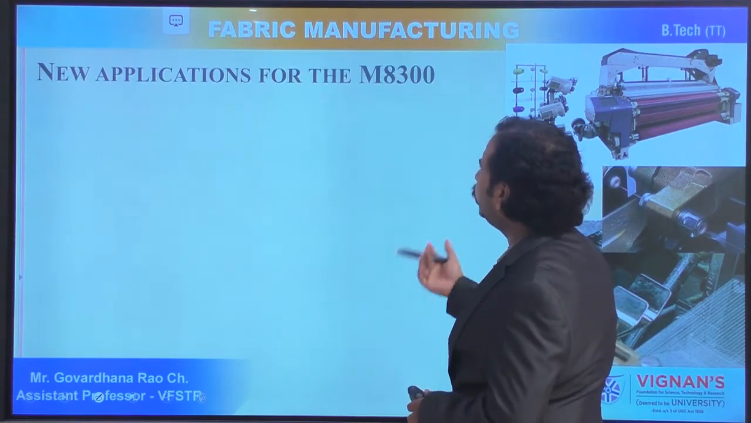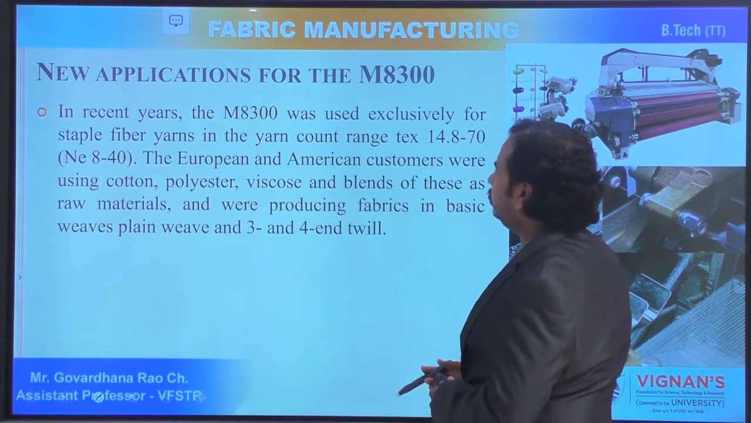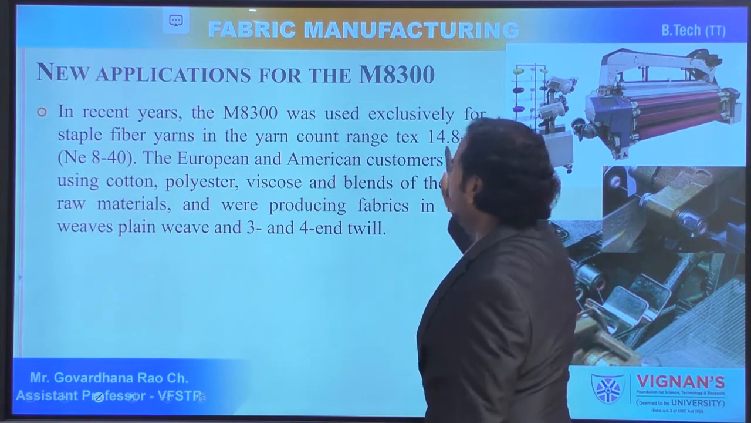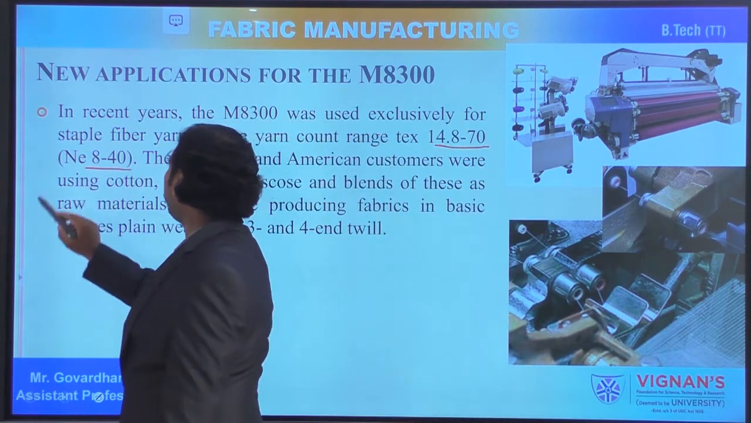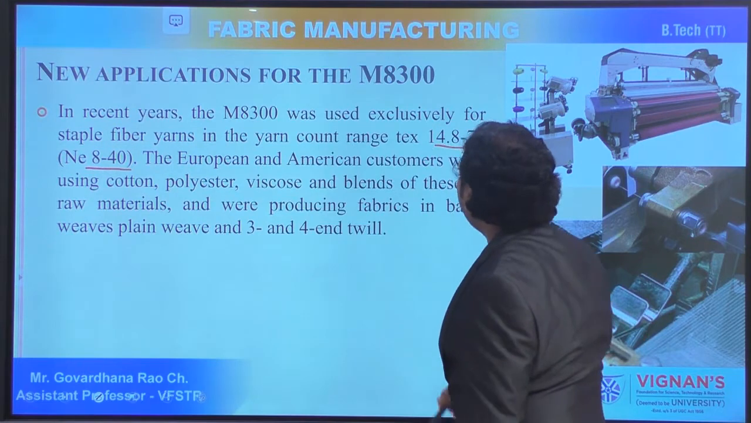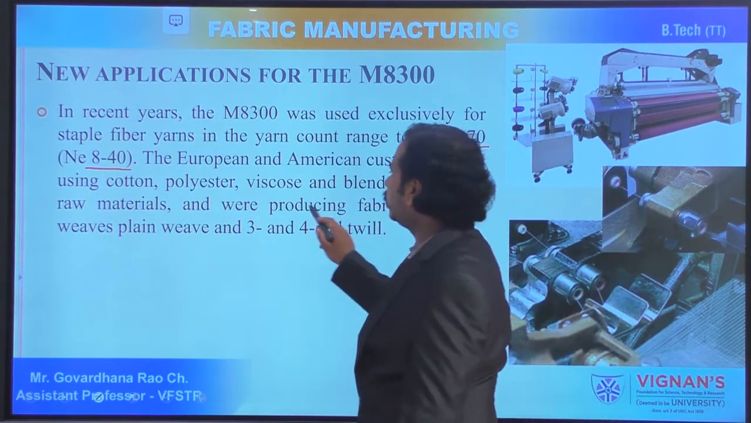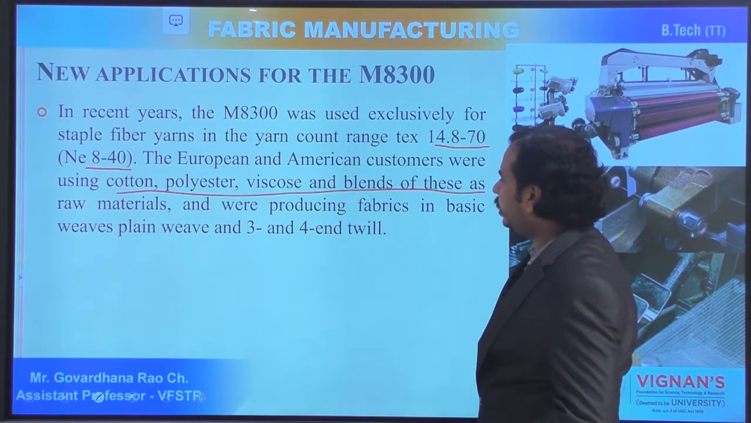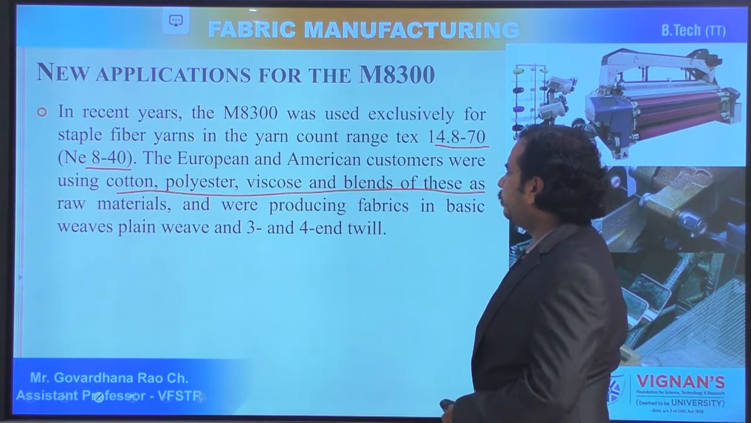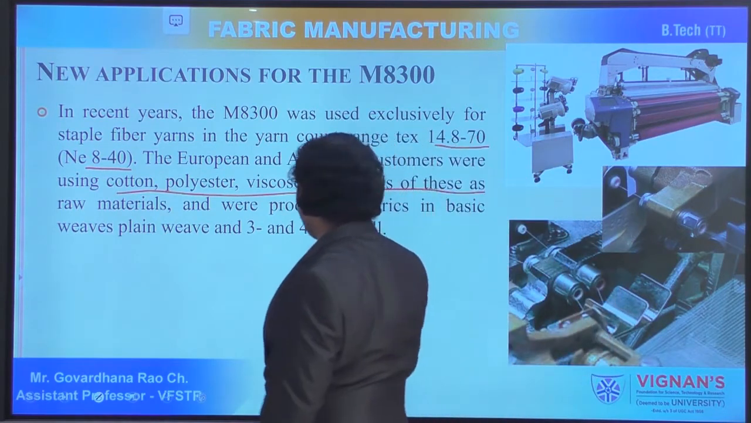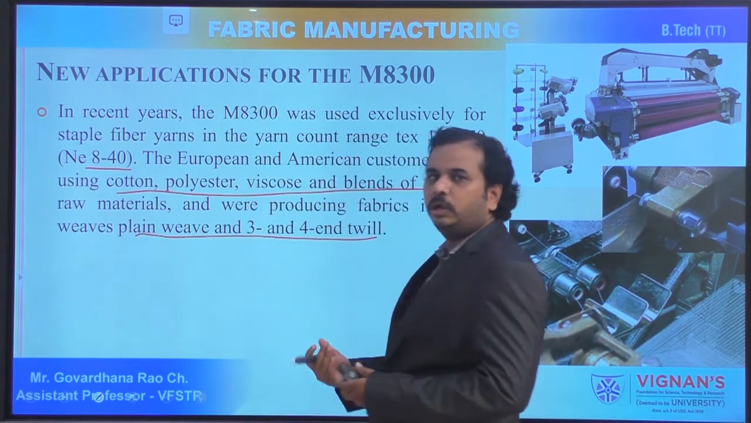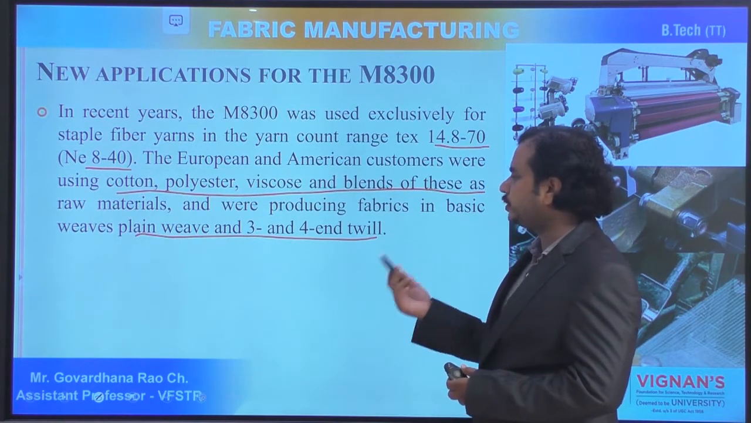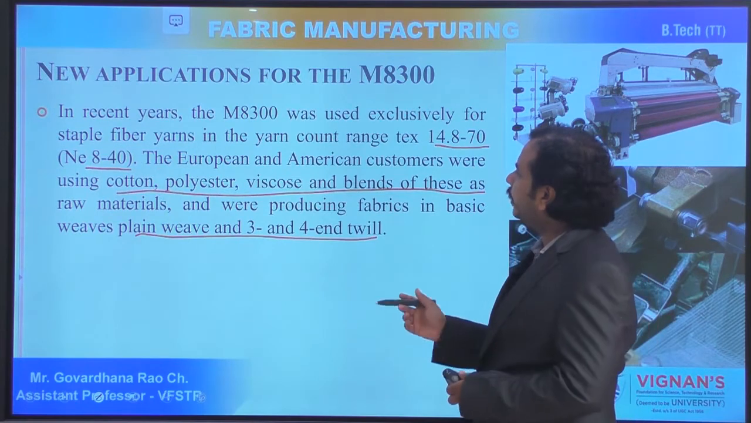So the new application for the M8300 is going to cover a range of yarn counts, from Ne 8 to 40. European and American customers were using cotton, polyester, viscose and blends of these, and all these raw materials can be used. In the case of plain weave, as well as different twills, that is 3 and 4 end twills, they are using.